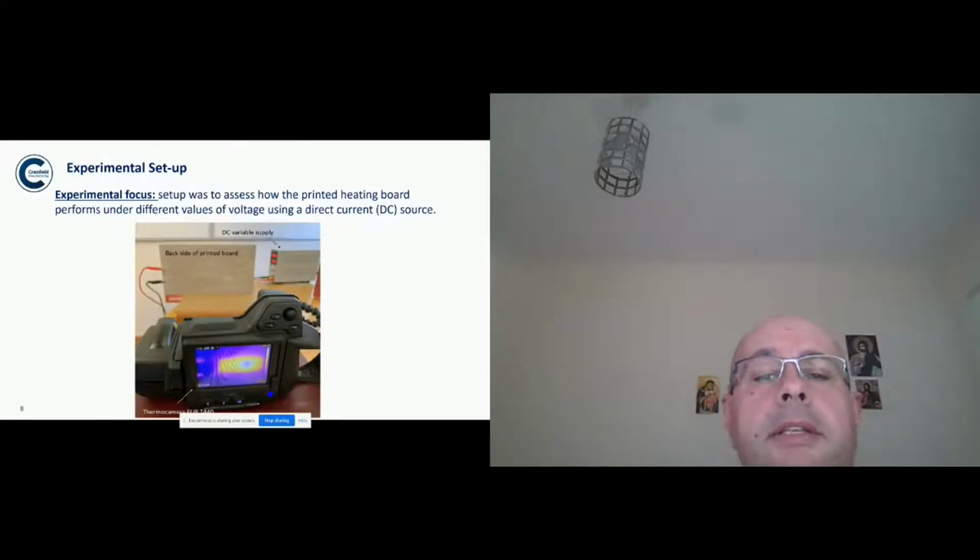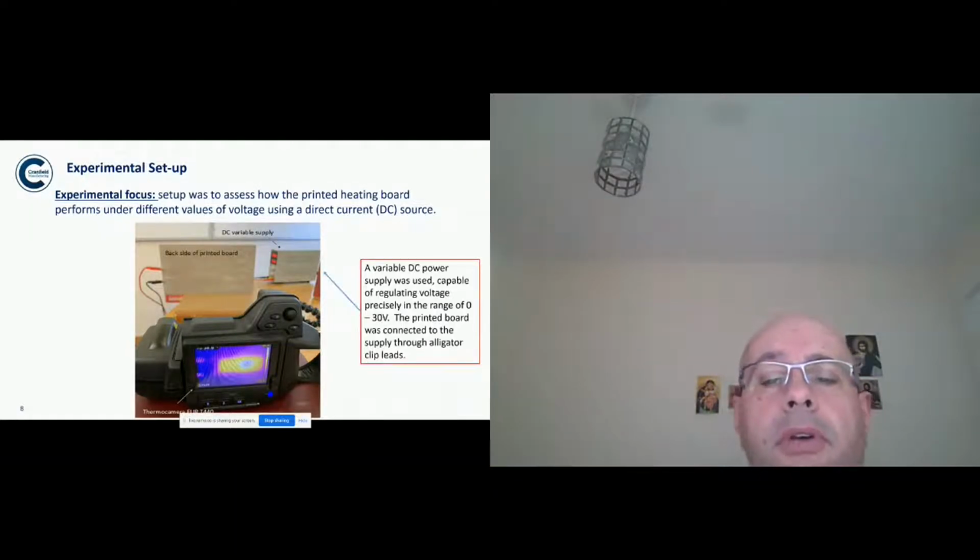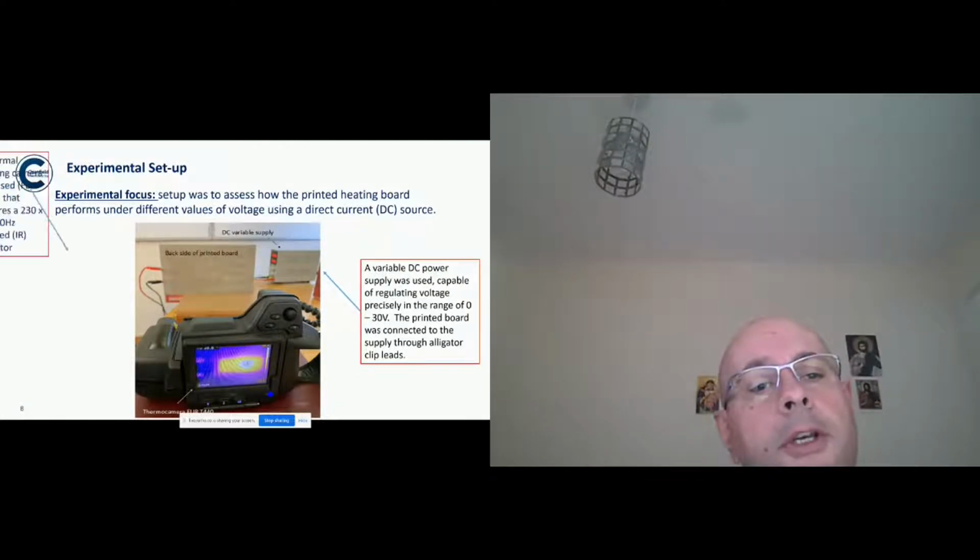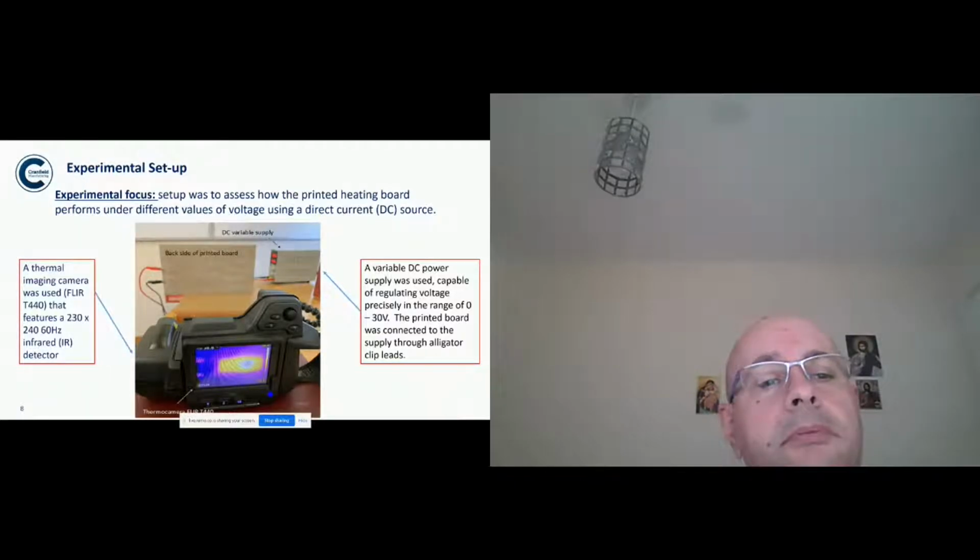So the experimental setup was pretty simple. We have a cementitious board connected through alligator clips to a pretty reliable DC voltage regulator, achieving stable voltage values of between 0 and 30 volts. And we had a thermal imaging camera, which was able to detect infrared radiation.